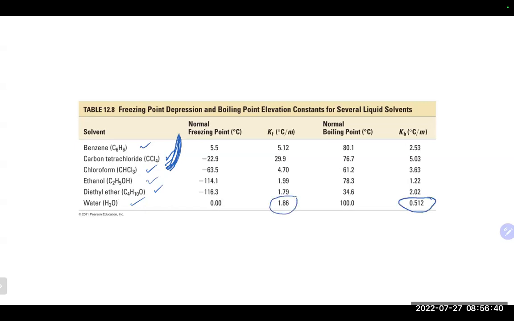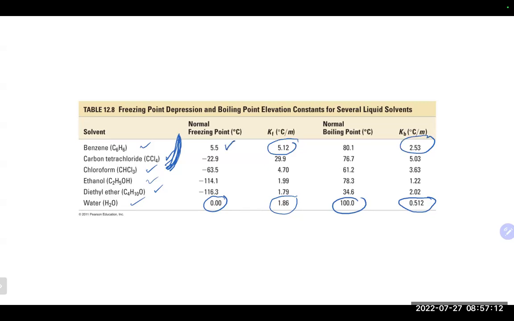That is the freezing point constant, the 1.86. The units are degrees Celsius divided by molality. And the boiling point constant is 0.512, which is our degrees Celsius over molality for the boiling point. And again, you can see the numbers there for the freezing point and boiling point temperatures. But as I mentioned earlier, if you were doing something like benzene, these would be the numbers you would want to use for either freezing or boiling point.